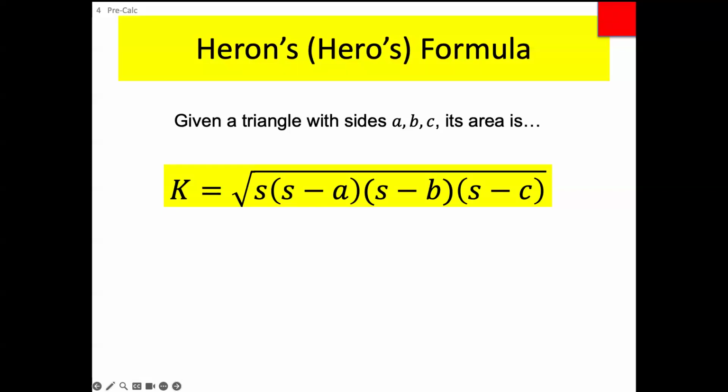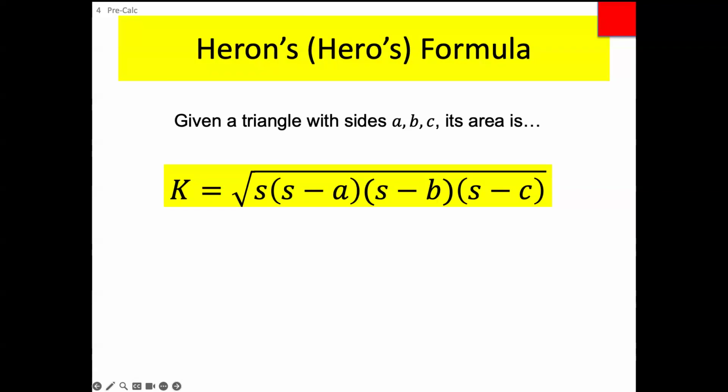This is better than 1/2 base times height because you have to be handed the height. That's an arbitrary thing. Nobody calculates the height when they give you a triangle. I mean, that's a dotted line. It's an imaginary line somebody draws. In fifth grade, they tell you what the height is because it makes it easy. I don't need any heights. I just need the three sides. You're always going to have the three sides of a triangle, right? If you make a triangle.